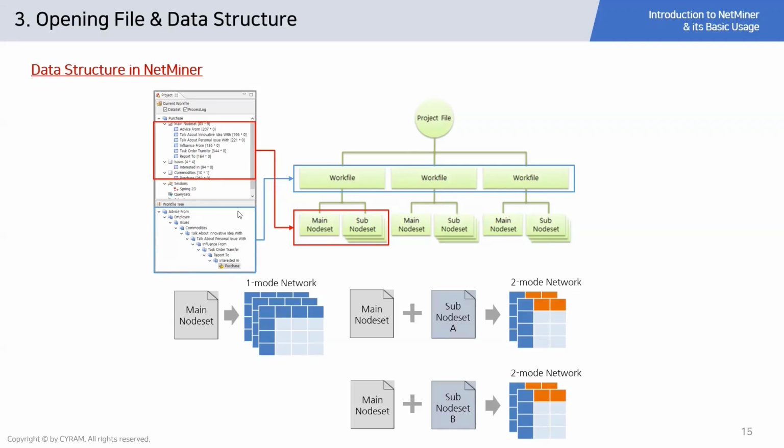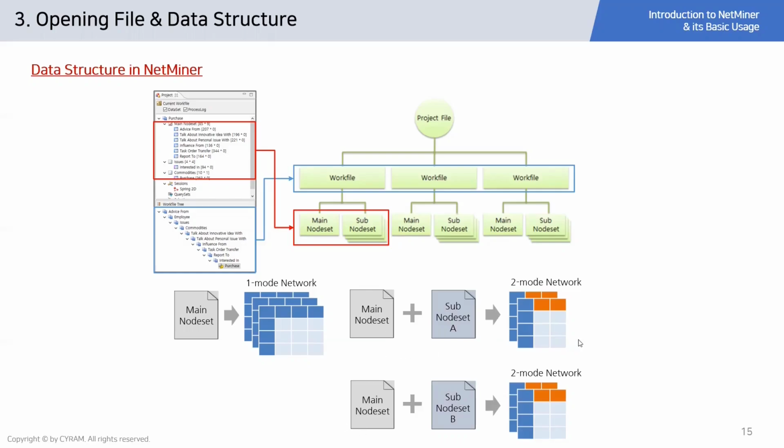The links between nodes within the main node set is a one-mode network. And it is structured in a way that the links are connected to the main node set. If there is a link between the nodes of the main node set and nodes of a subnode set, it is named a two-mode network. A two-mode network represents the relationships between the main nodes and subnodes.